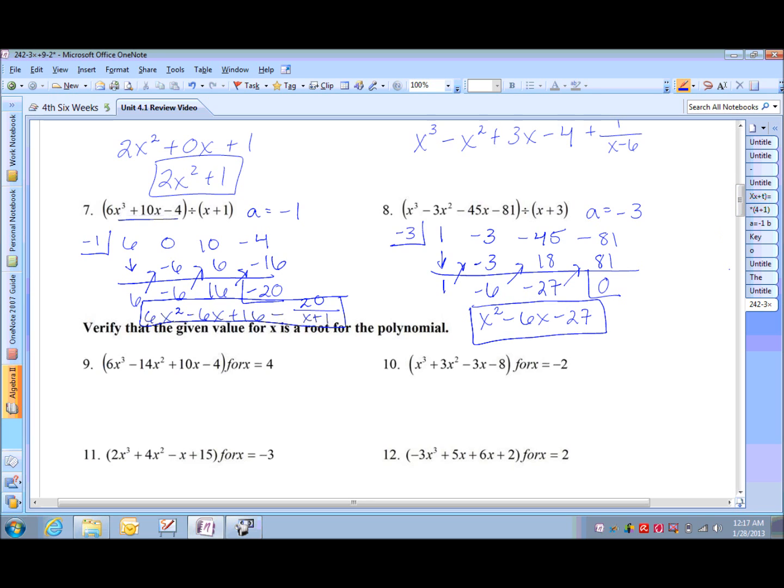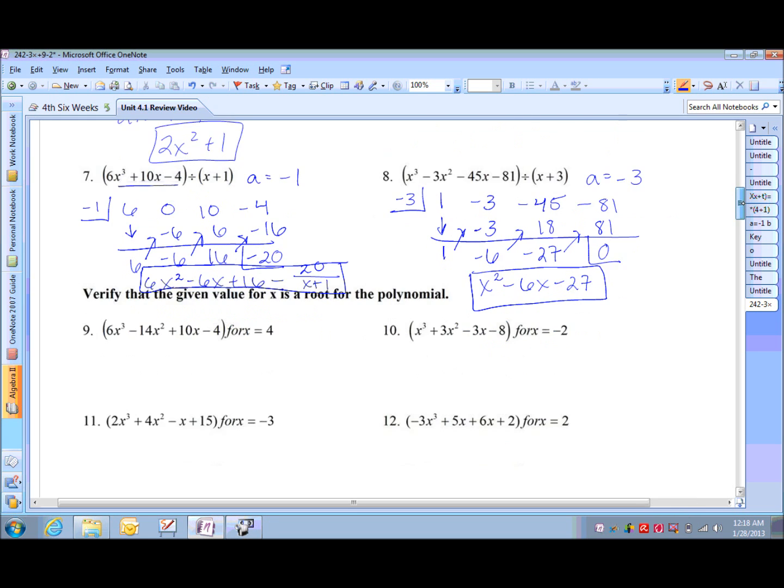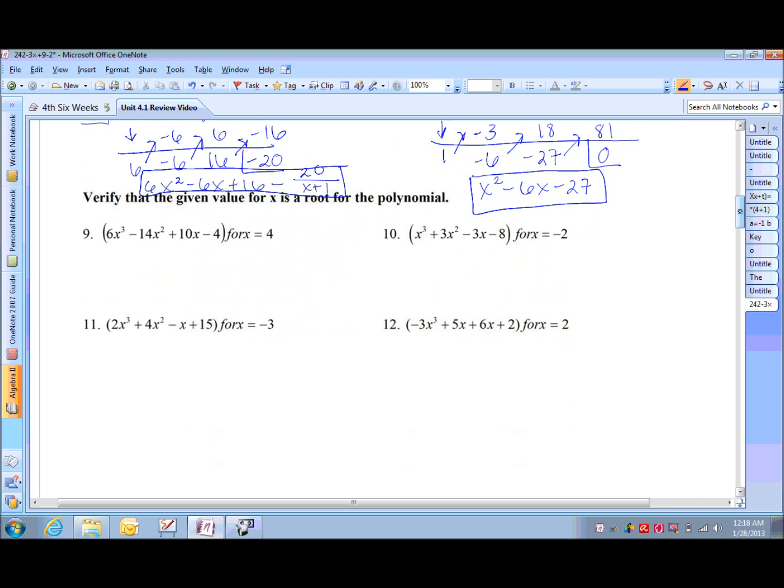All right, and that's all of our synthetic division problems. Okay, the next set of problems ask you to verify that the given value for x is a root for the polynomial. In order for the x values given in these problems to be a root for the polynomial, when you plug them in to the function, they must give you an output value of 0. So when you plug in the x, it must come out to equal 0.